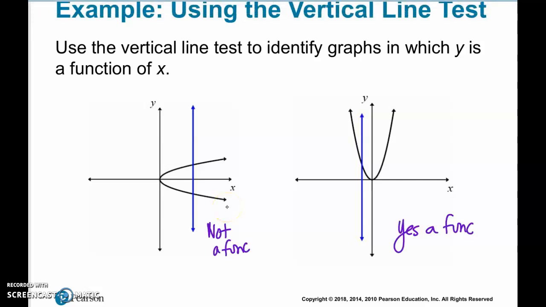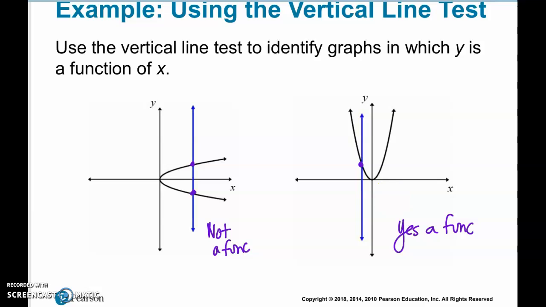So this one on the left would not be a function because this vertical line crosses in 2 locations. This one on the right, no matter where I draw a vertical line here in this parabola, it crosses in 1 spot. So yes, it would be a function.